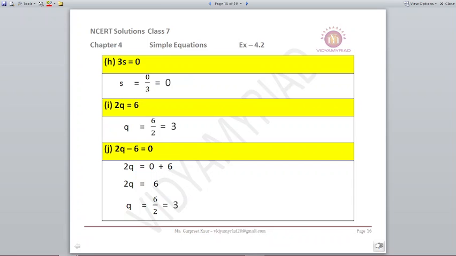Next, 2q minus 6 is equal to 0. So what is the first step? Minus 6 will be removed from the left side and will be taken to the right hand side. Minus will become plus. So the situation is 2q is equal to 0 plus 6. 0 plus 6 will remain 6. Now what is the next step? There is 2 with the q. I will remove 2 from my left hand side and take it to the other side and divide. So q will be equal to 6 upon 2, which is equal to 3.